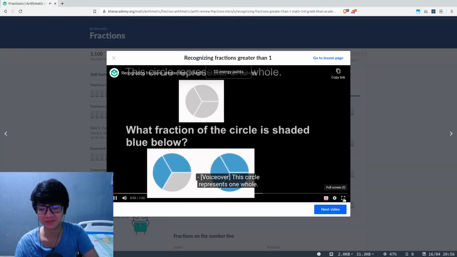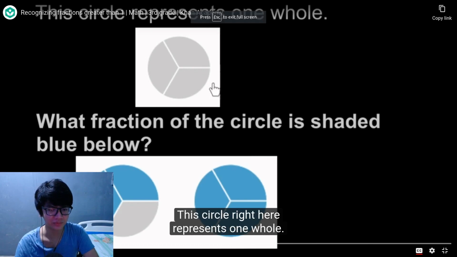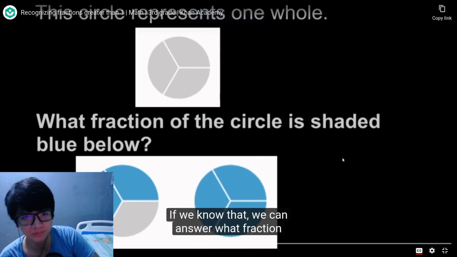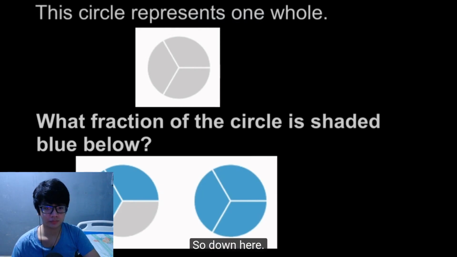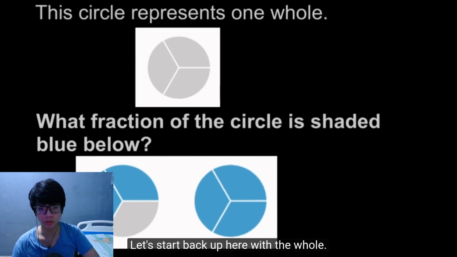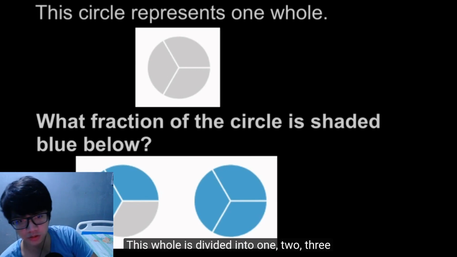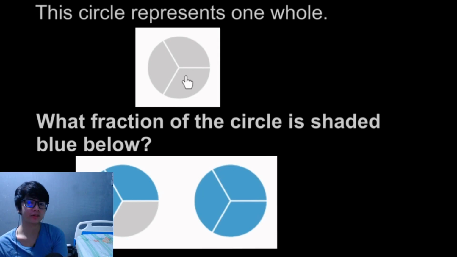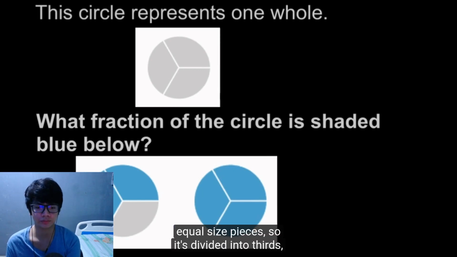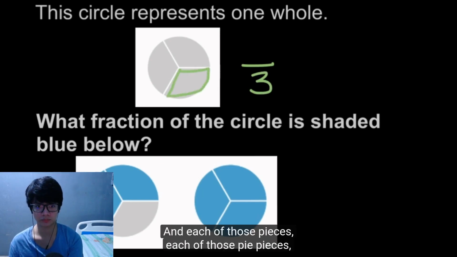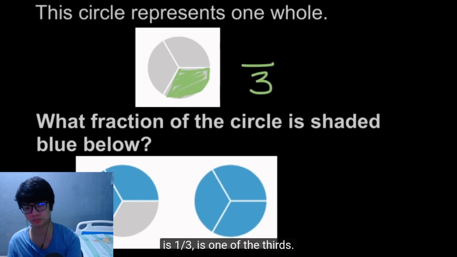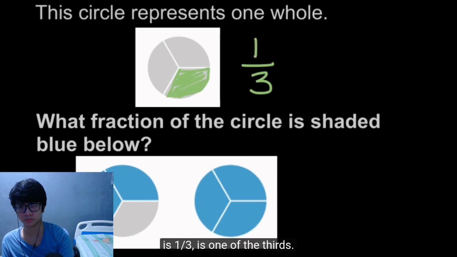This circle right here represents one whole. If we know that, we can answer what fraction of the circle is shaded in blue below. So down here, what fraction is in blue? Let's start back up with the last figure. The whole is 3/3. This whole is divided into 1, 2, 3 equal size pieces. So it's divided into thirds, 3 equal size pieces. And each of those pie pieces is 1/3, is one of the thirds.